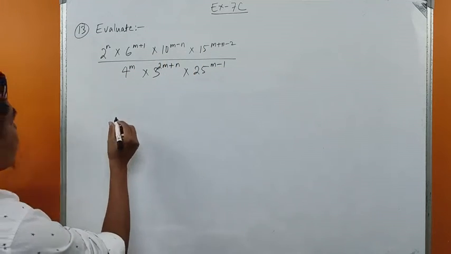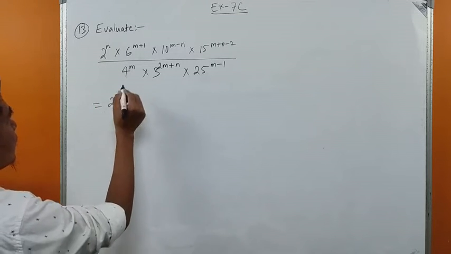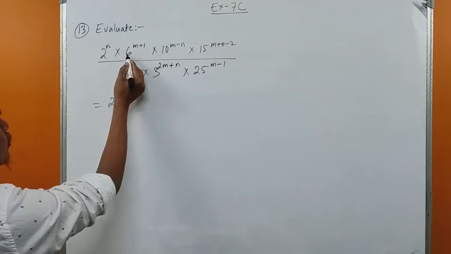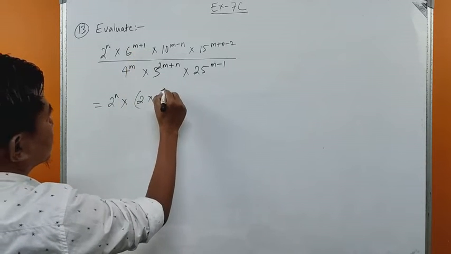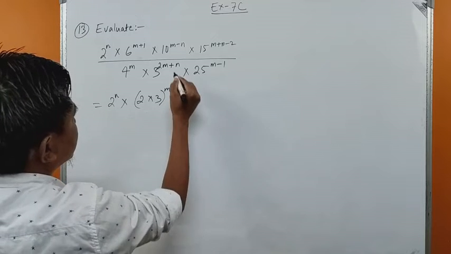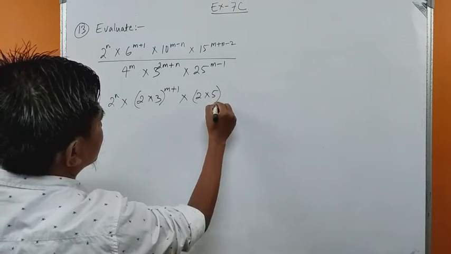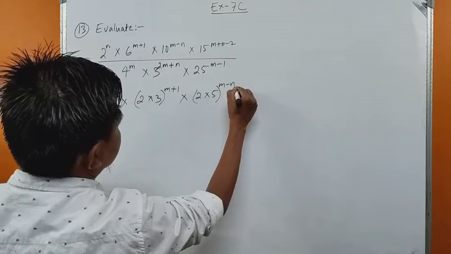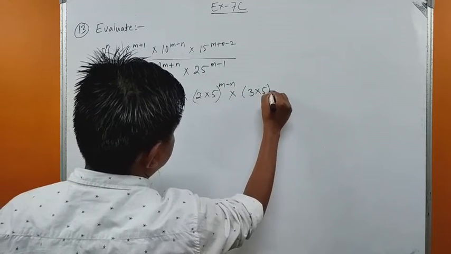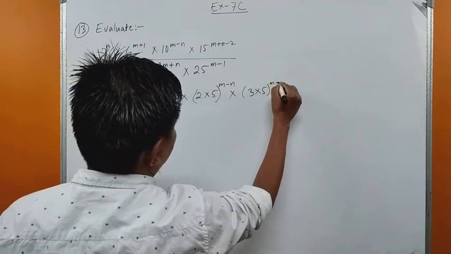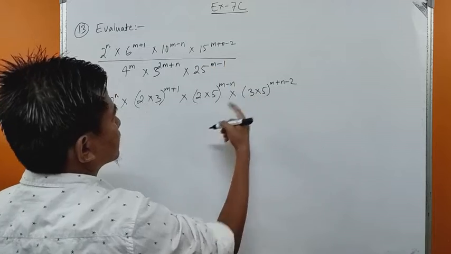This 2 to the power n we write as it is, into, now 6 we convert into 2 into 3, 2 3s are 6, whole to the power m plus 1, into 10 means 2 into 5, 2 5s are 10, whole to the power m minus n, into 15 means 3 into 5, 3 5s are 15, whole to the power m plus n minus 2.